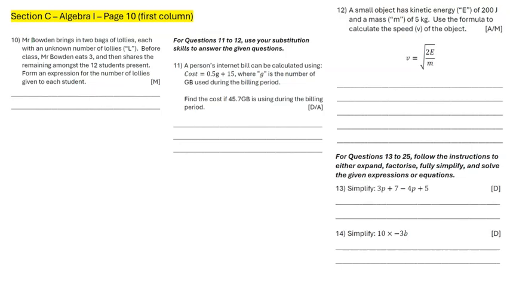So now into question number 10. Straight away, I'm seeing a whole bunch of words and a bit of a mess here, so I know it's going to be a merit question. So Mr. Bowden is bringing in 2 bags of lollies, each with an unknown number of lollies in. So L is the letter that's going to be part of an algebraic expression here. Before class, Mr. Bowden eats 3 of them. He then shares the rest amongst the 12 students present. Form an expression for the number of lollies given to each student.